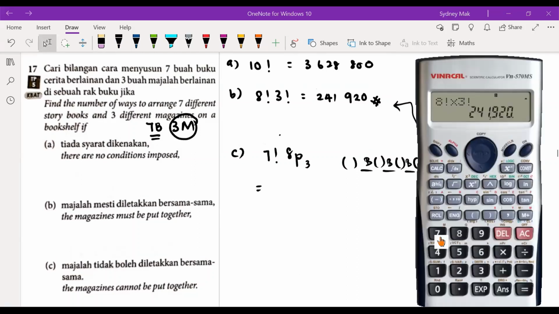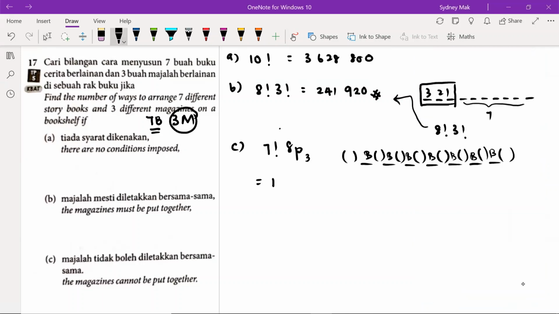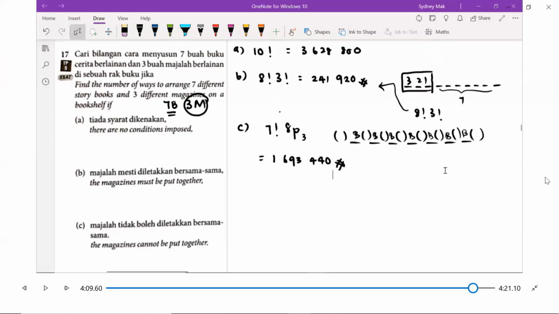7 factorial times 8 empty slots for me to choose any of the 3, P3. So we have 1,693,440 ways. That's it.